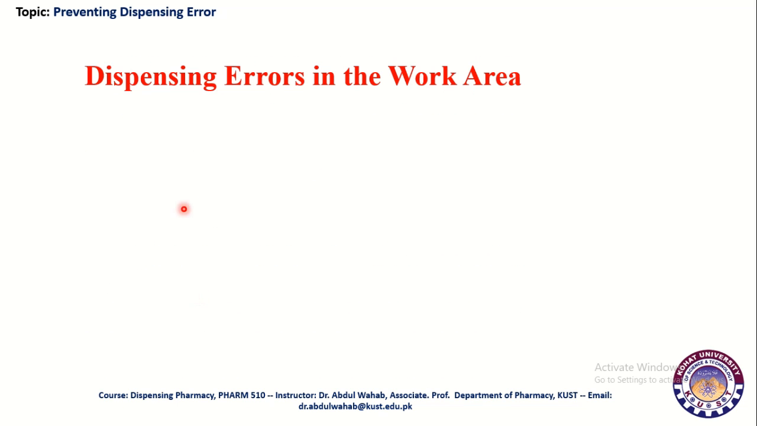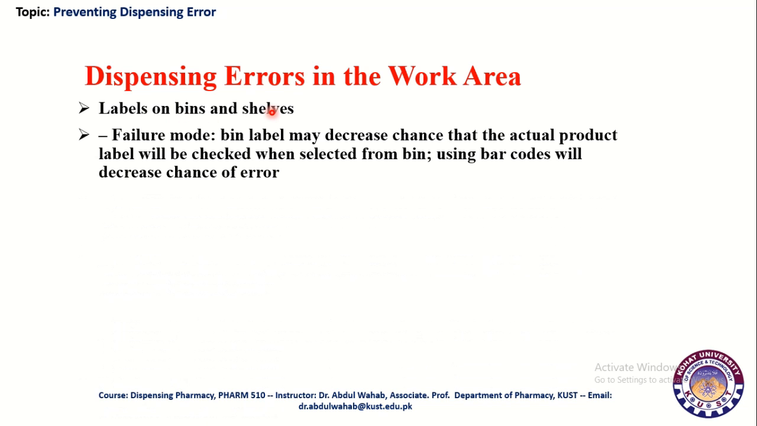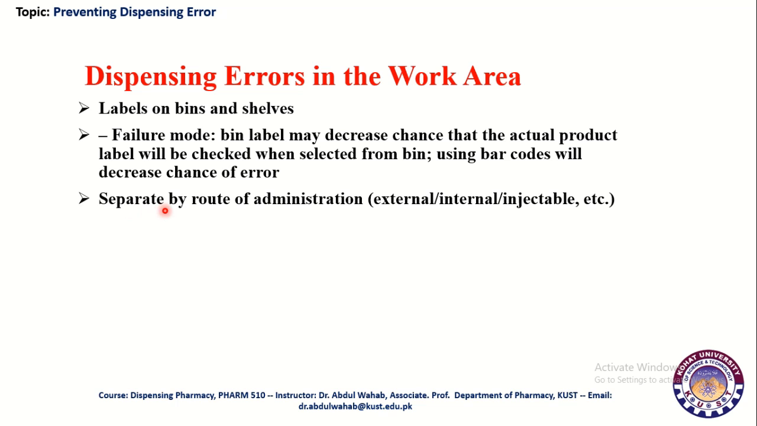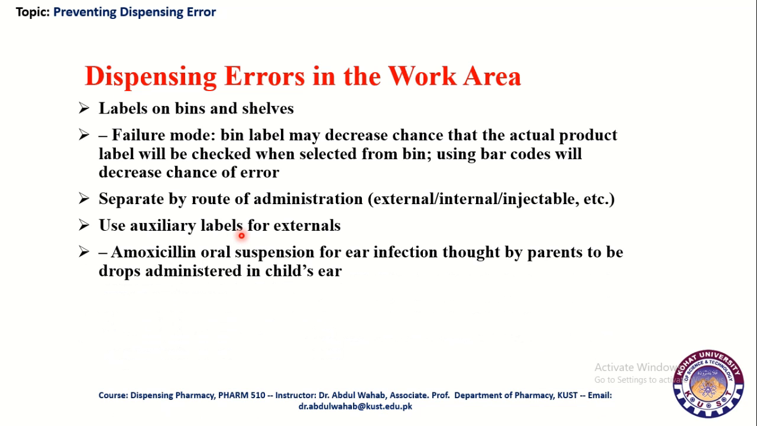Similarly, labels on the bins and shelves. Failure mode: a bin label may decrease the chance that the actual product label will be checked. Selecting from the bin using a barcode will decrease the chance of error. Similarly, separate by route of administration: external, internal, injectable, etc. Use auxiliary labels for externals. Amoxicillin oral suspension for ear infection is thought by parents to be drops administered in the child's ear.